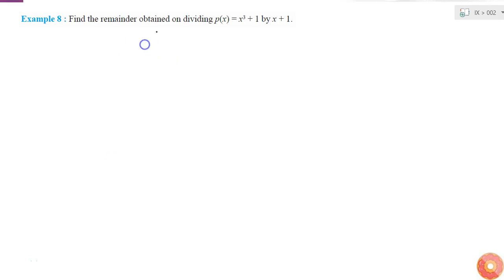Okay, I have to find the remainder obtained by dividing this polynomial p of x by x plus 1. So I'll call this g of x equal to x plus 1. Fine. So I have to find the remainder obtained by dividing p of x by g of x. p of x is already arranged in the descending order of powers, and g of x is also arranged in the descending order of powers. So I'll directly do it by the long division method.